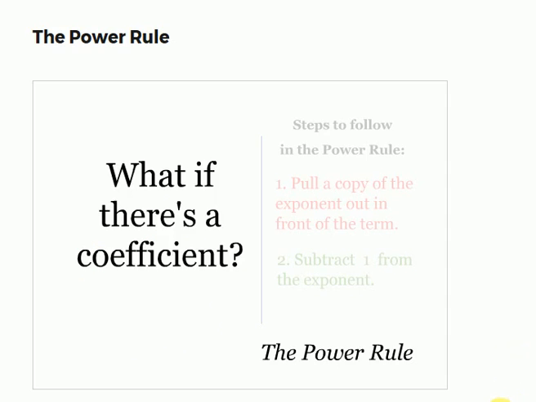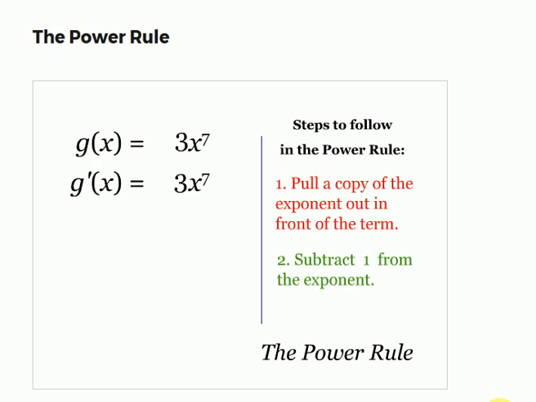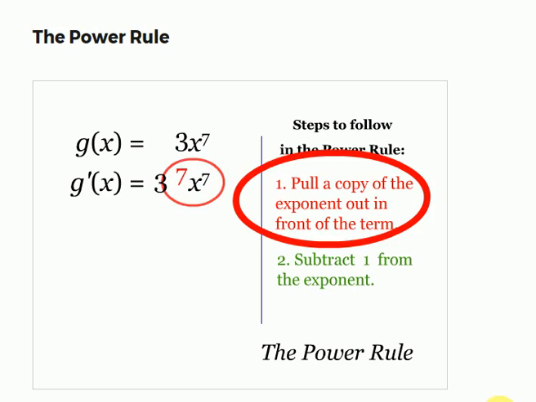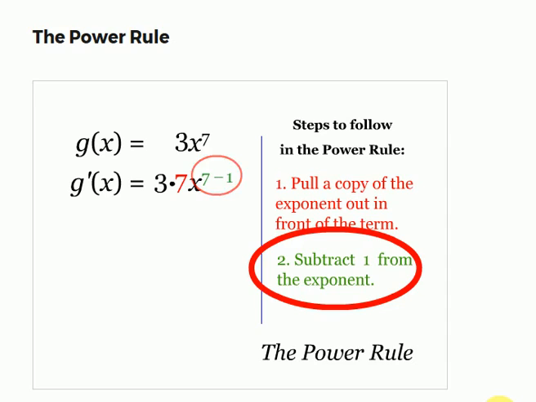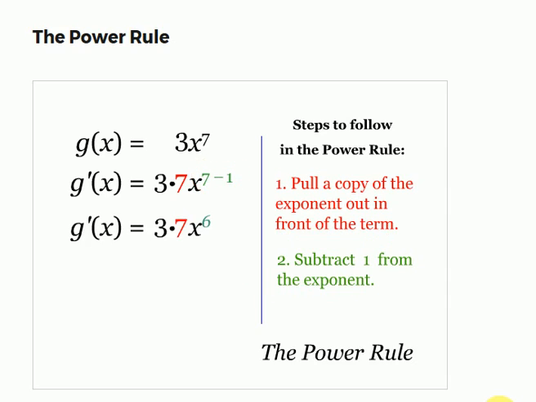It even works if the term you're differentiating has a coefficient to it. For example, let's derive g of x equals 3x to the 7th power. Before we apply the power rule, we'll just scooch the 3 over a little bit to make some room. Now, all we have to do is pull a copy of that 7 power down in front, subtract 1 from it, and we have 3 times 7x to the 6th power. To finish, multiply 3 times 7 together, and get 21.